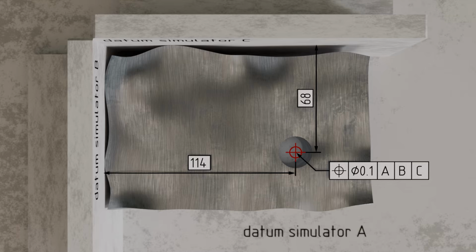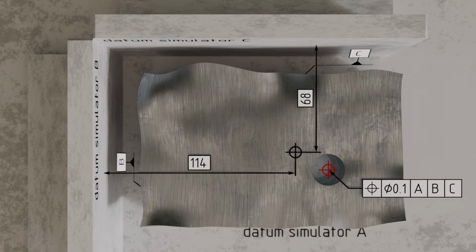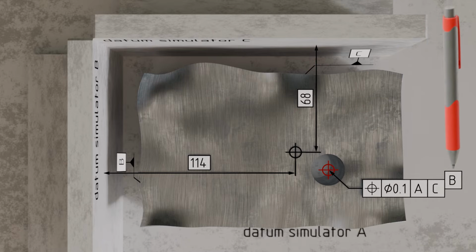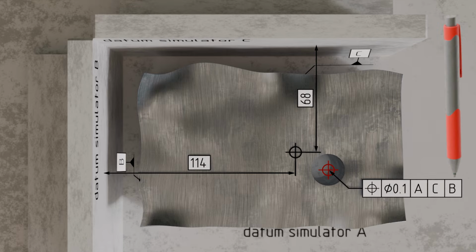At this point, it also becomes clear why the order of datums in the feature control frame is of central importance for determining the position. Because the part does not have ideal geometry, its orientation within our datum system varies depending on the order of the datums. For example, in the following we swap the order of datums B and C in the feature control frame. The secondary datum is now datum surface C, and the tertiary datum is datum surface B.